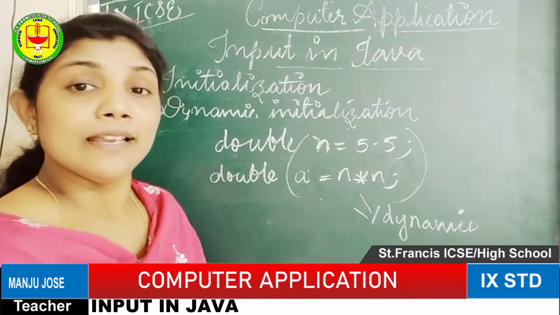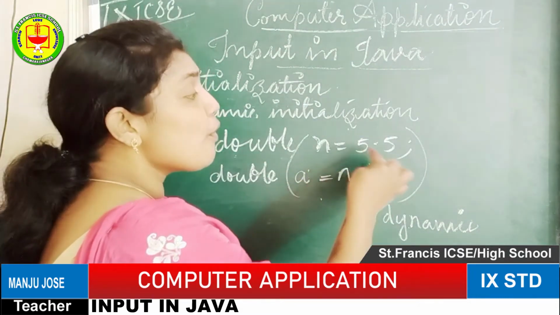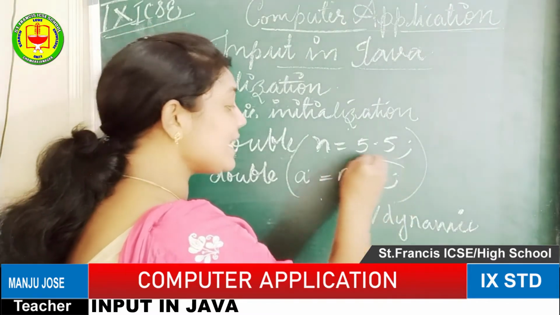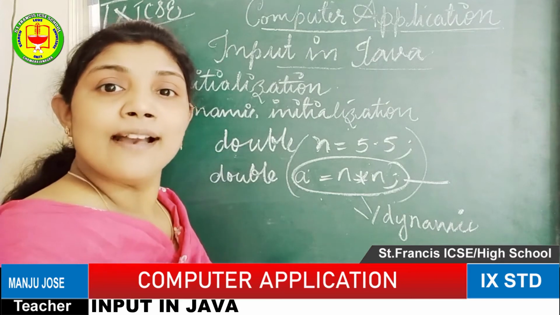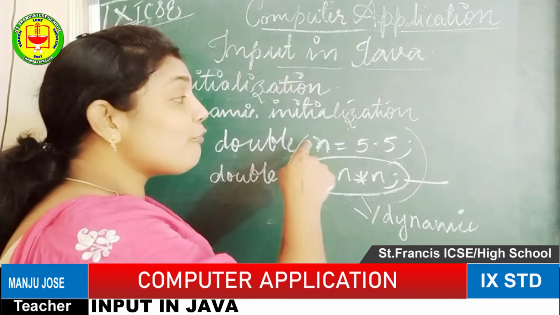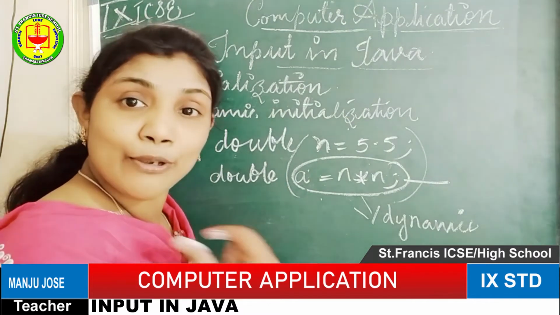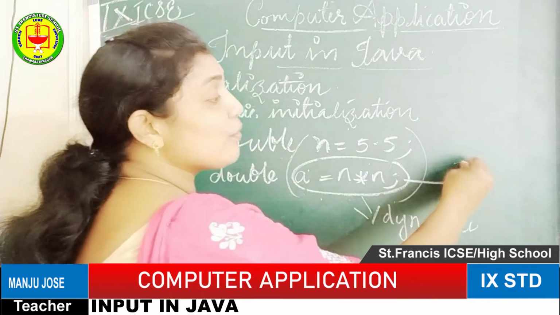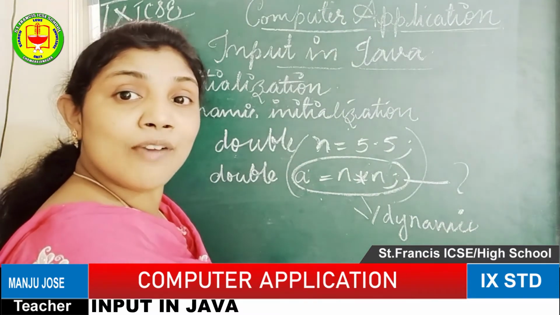Okay, why it is called dynamic, let me explain. Here the value of n equal to 5.5. Then we are using a equal to n into n. The result or output of this statement we are able to see only while executing the program, at runtime. The value of n we can identify while writing the source code itself, n equal to 5.5. But the value of a will be a question mark. We have given the calculation, so we are able to calculate it, but we don't know the exact value.